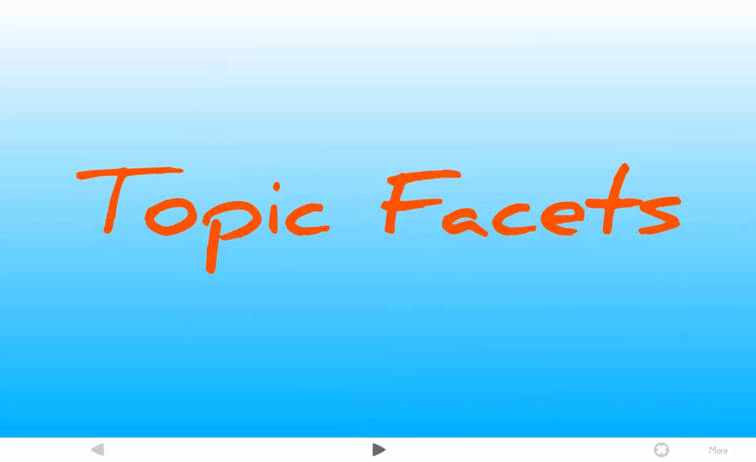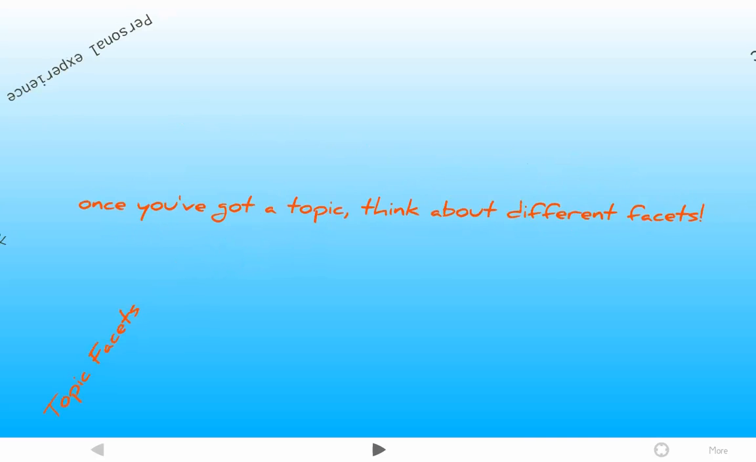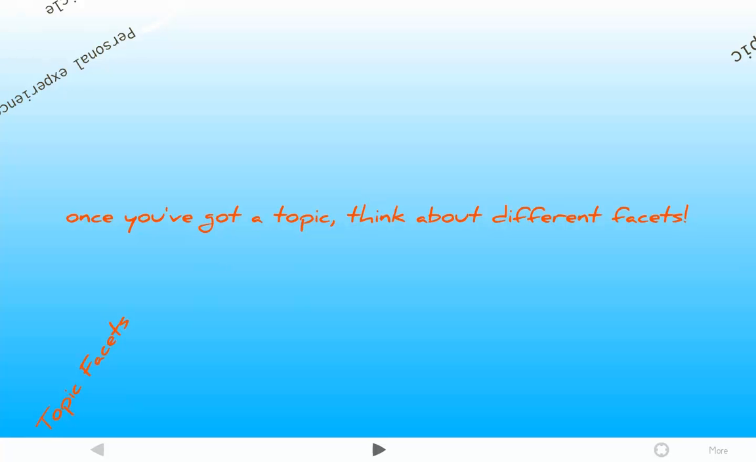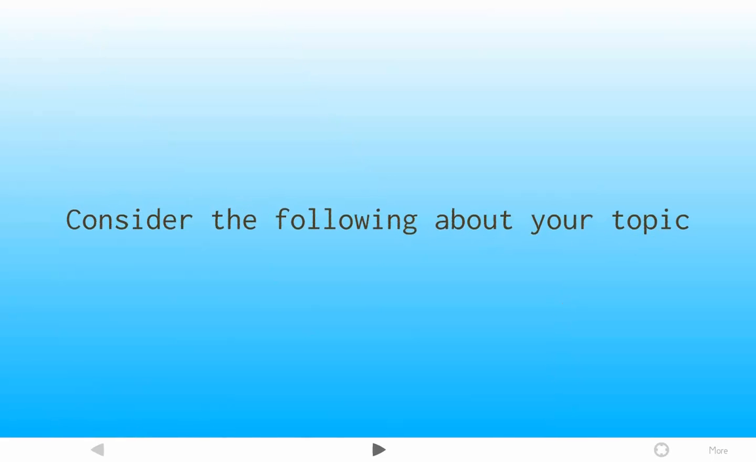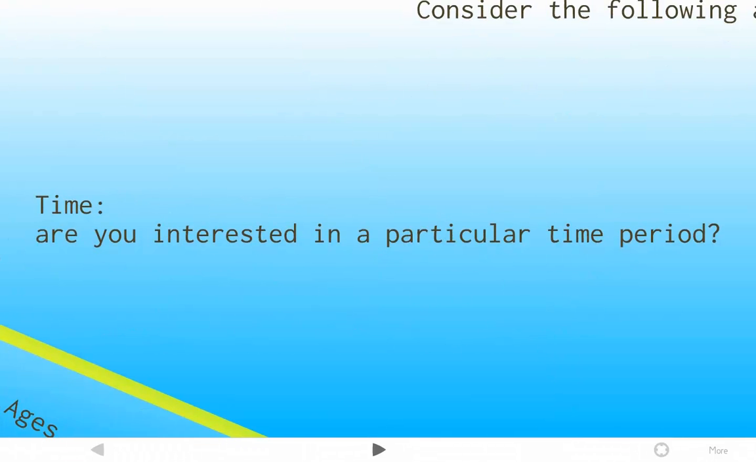Then once you have an idea, you think you've got a topic, you're going to start narrowing it down or picking out the different facets of the topic that you want to know about. So consider the following. Think about the different facets once you get your topic. Time. Are you interested in a particular time period? Are you looking at today, current events, contemporary, modern research about this?